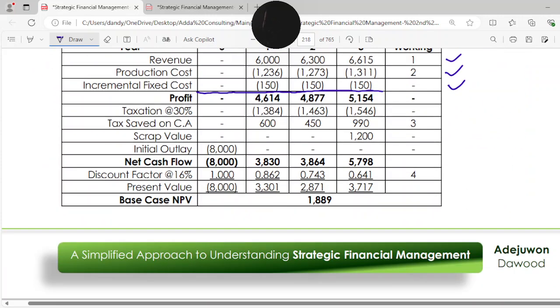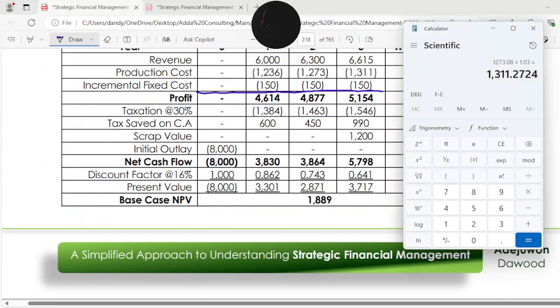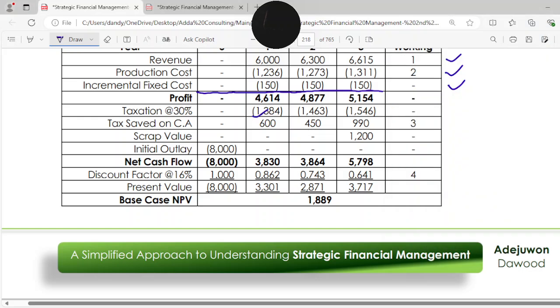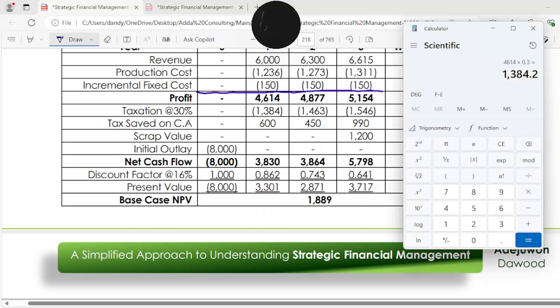Therefore, I will bring out my calculator. I want to calculate tax. I want to pay tax on the profit. The first profit is 4614, then multiply by 0.3 equals 1384. That's 1384. The next one is 4877, multiplied by 0.3. That will give us 1463. That's the 1463 you have there. And the third one is 5154 multiplied by 0.3 equals 1546. That's 1546 we have in the third year.